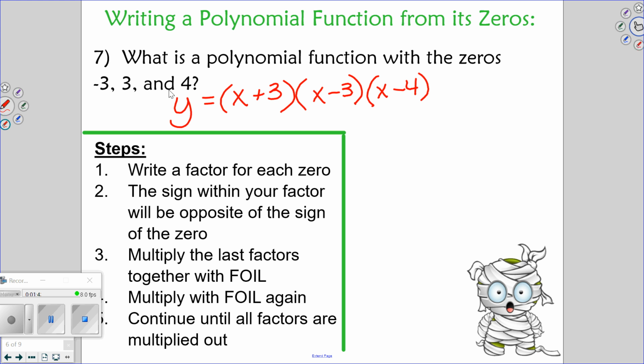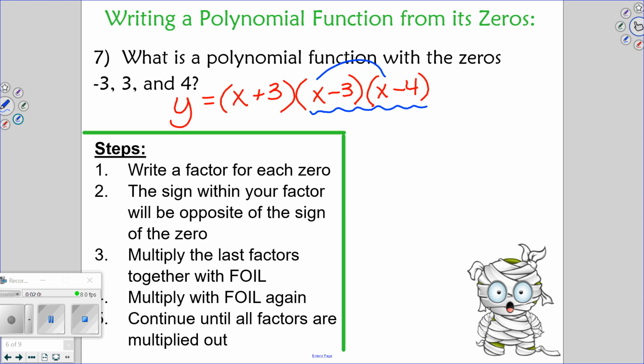Okay? Step 3, multiply the last factors together, and then multiply again. No, just multiply again. And continue doing that until everything's multiplied back together. So, stop, let me teach. So we're starting with the back two. I'm going to multiply these two together.